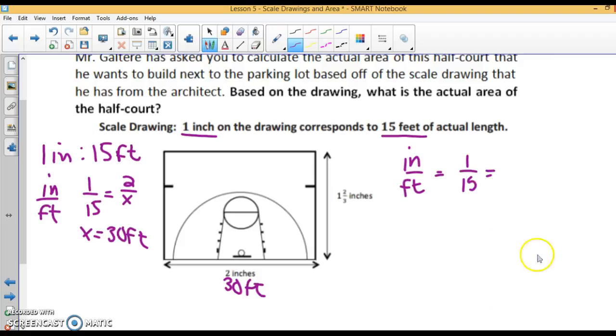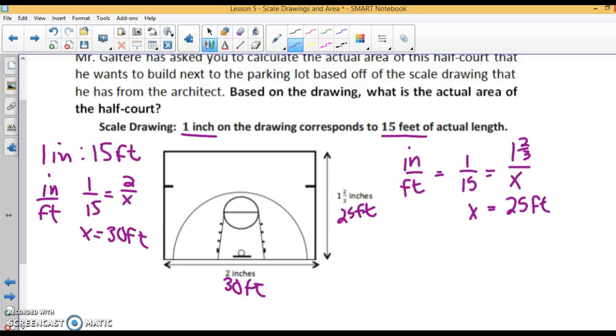We want to know how many feet x is 1 2/3. If I cross multiply, I get x is 25 feet. So this is 25 feet. And again, I like to put the actual dimensions on the diagram.